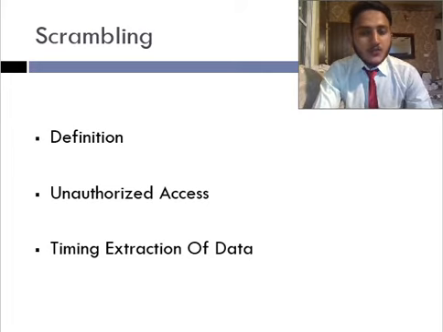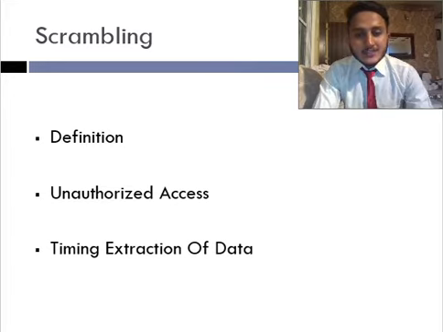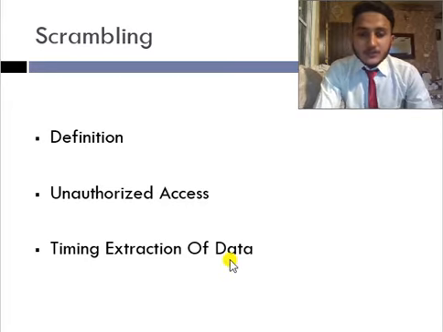The benefit of scrambling is that it prevents unauthorized access to data. If there are consecutive zeros in our data sequence, it is easy for other people to access. So in order to prevent this access, we use scrambling. The second advantage of scrambling is time extraction of data. When there are consecutive zeros in our data sequence, the problem of Rx time extraction occurs.